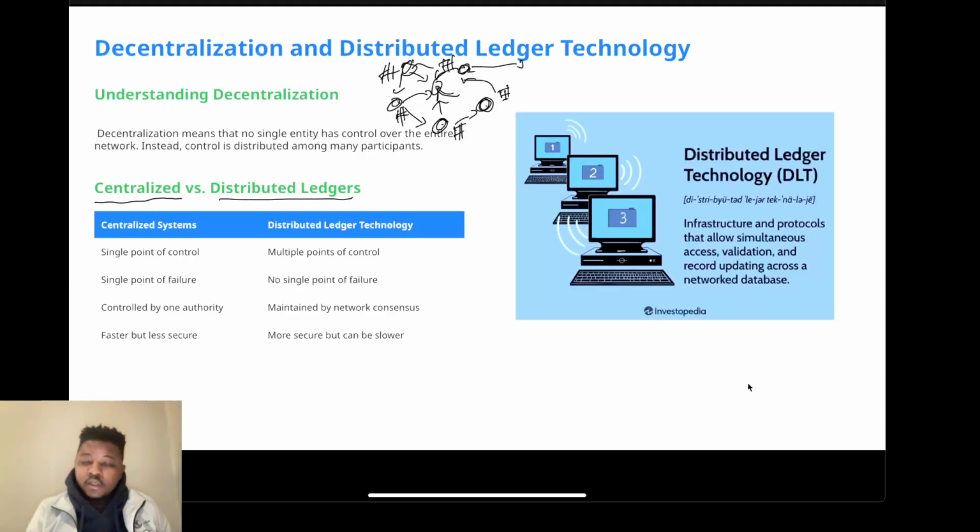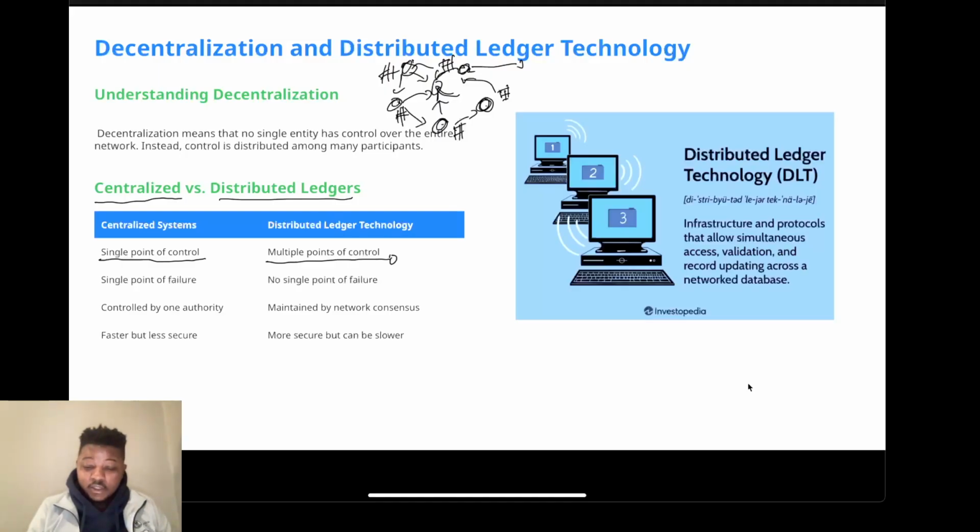Normally, a centralized system contains a single point of failure. You see this when banks are down. If your bank is down, you can't make a transaction to another bank, or the other bank can't make a transaction to you. We often see this in our day-to-day lives. Then in a decentralized distributed ledger, we don't have a single point of failure. We have multiple points of control.